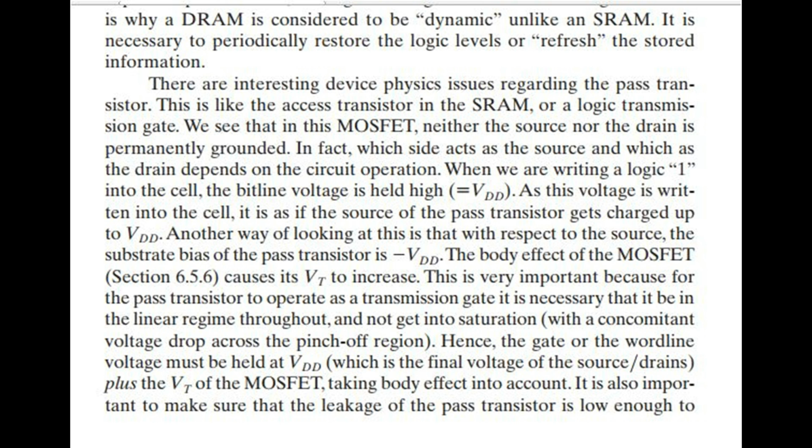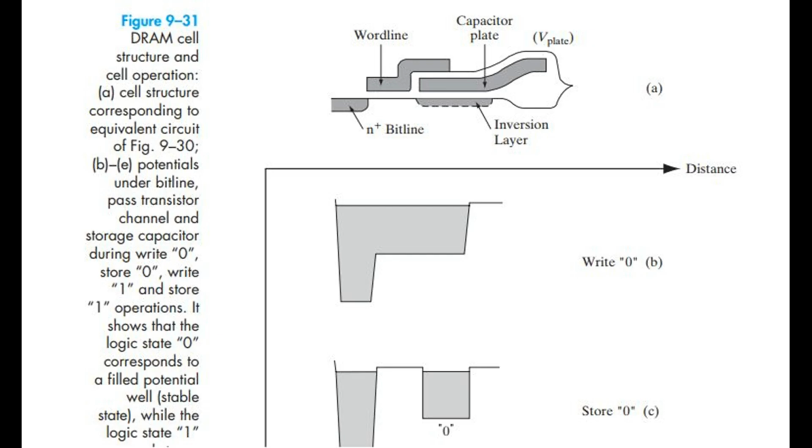It is also important to make sure that the leakage of the pass transistor is low enough to satisfy refresh requirements of the dynamic random access memory. Figure 9.31: Dynamic random access memory cell structure and cell operation. A. Cell structure corresponding to equivalent circuit of Fig 9.30. B. Potentials under bitline, pass transistor channel and storage capacitor during write 0, store 0, write 1 and store 1 operations.